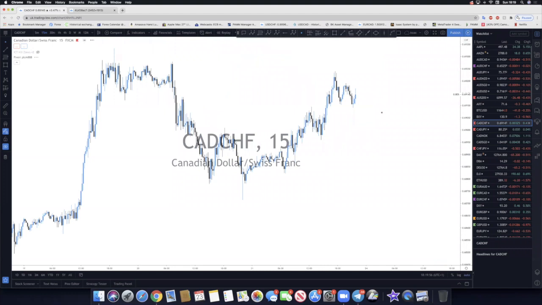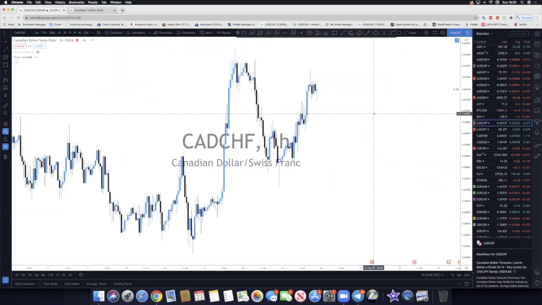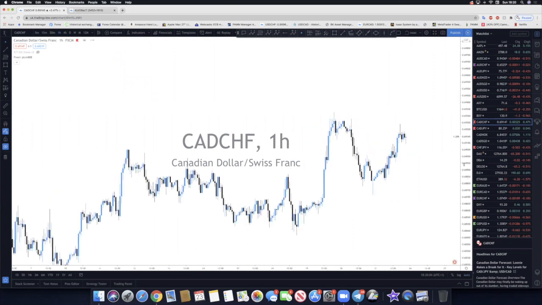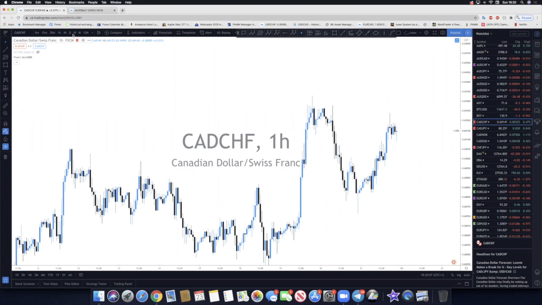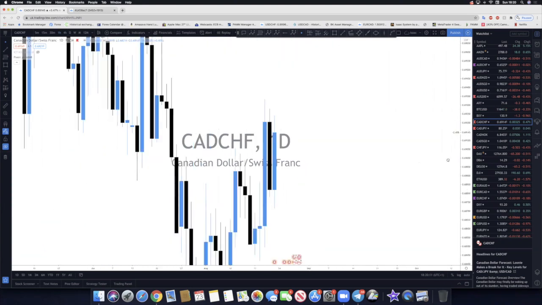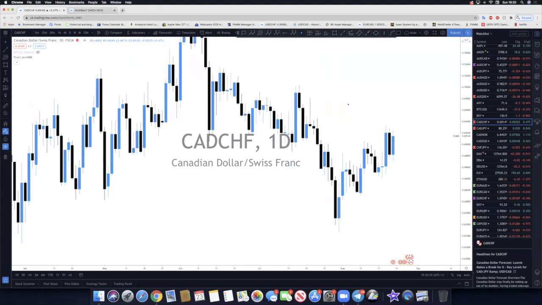Cad chf. Cad chf also. Sorry, let me go to daily, please. Yeah, Cad chf is still a buy, okay? You can see that we have got a bullish order block here. So Cad chf is heading up. We are looking for buyers in Cad chf. Where is our target? Our target should be able to meet us here.